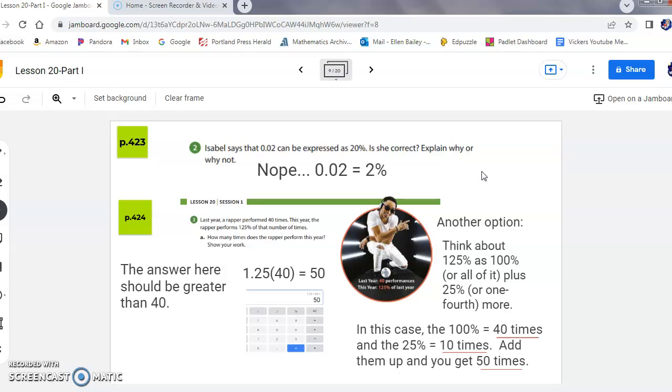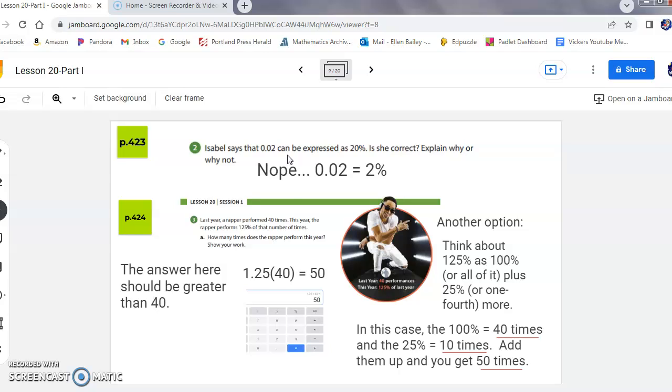Let's now look at number 2 at the bottom of page 423. Isabel says that 0.02 can be expressed as 20%. Is she correct? Explain why or why not. The answer is no, because 0.02 is 2%. She was describing it as 20%, but she wasn't keeping in mind that you really need to move 2 decimal places. Hopefully that makes sense to everybody.